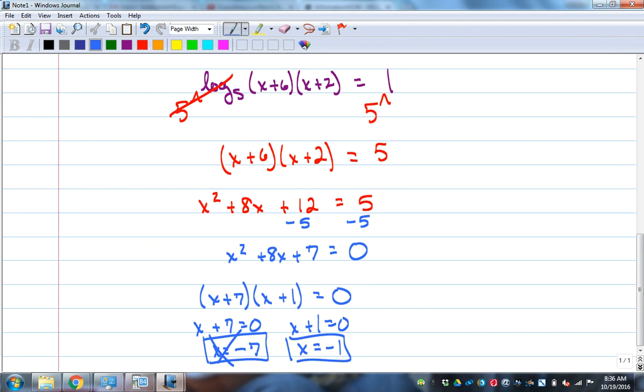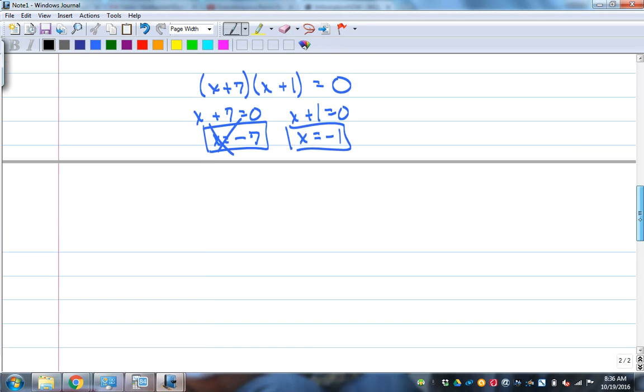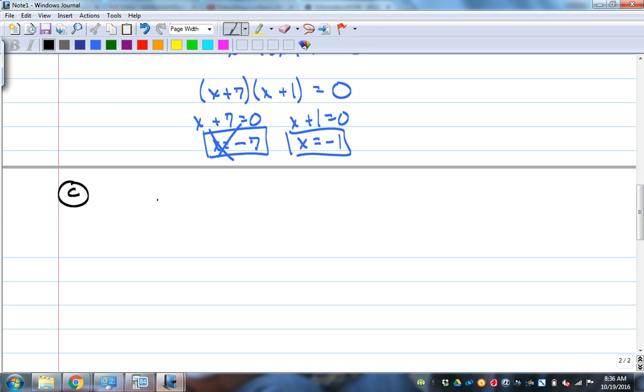All right. Not too bad. It's pretty easy. Okay. All right. Example C. Natural log of x plus natural log of x minus 4 equals natural log of x plus 6. So we got natural logs everywhere. Here log, there log, everywhere log, log.